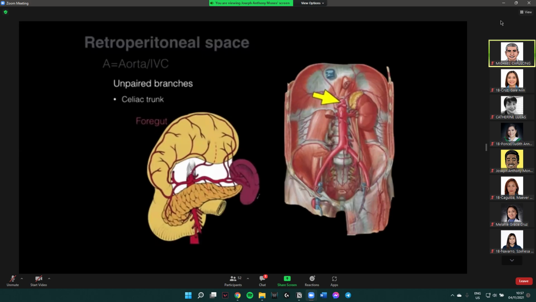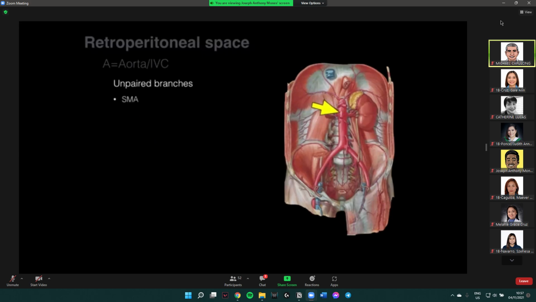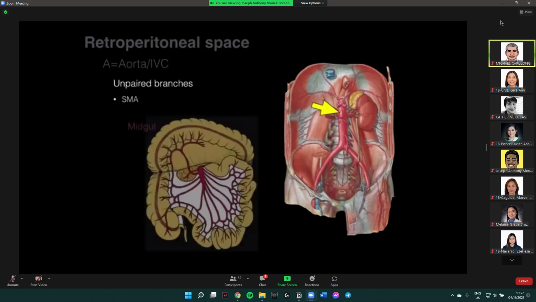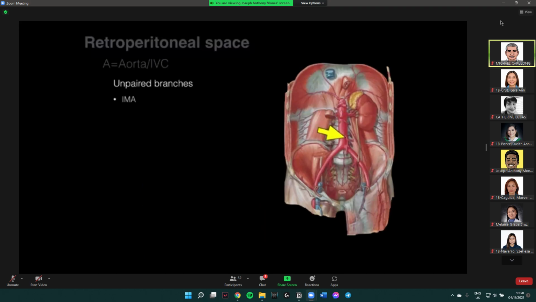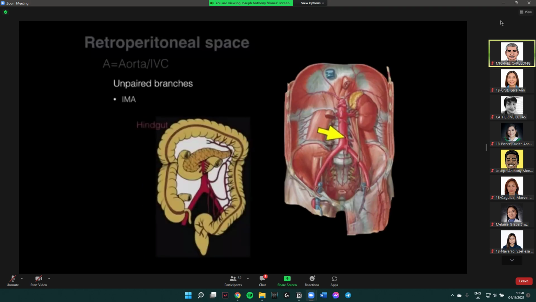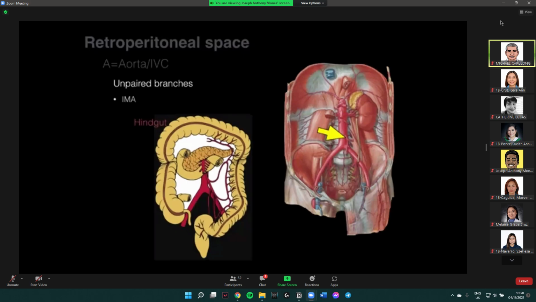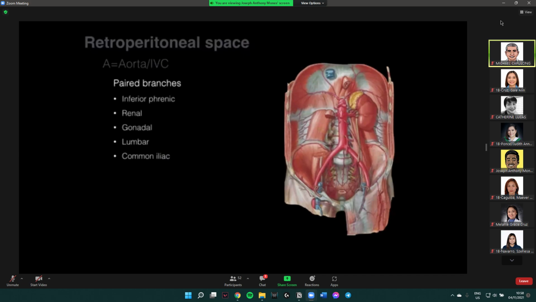The first of which is the celiac trunk that we've covered, which supplies all the foregut. The second is the superior mesenteric artery, or SMA, which supplies the midgut organs. And then there's the inferior mesenteric artery, or IMA, that supplies hindgut organs. For more information on each of those, there are tutorials on these 3 different arteries.